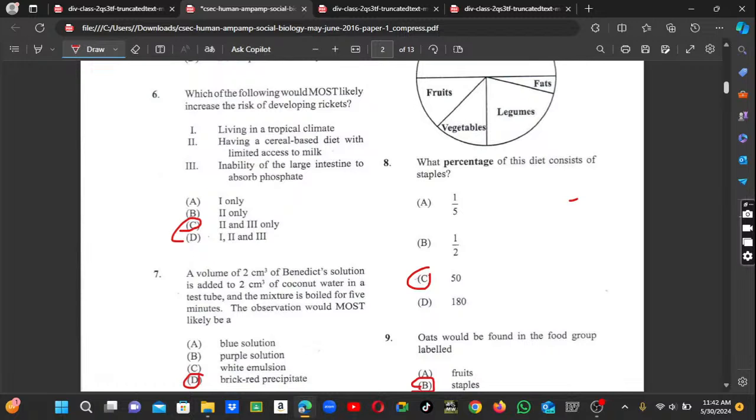So it's a cereal-based diet with limited access to milk. So what you're talking about, guys, is not enough calcium in the diet. Therefore, we are not seeing an inability of the large intestine to absorb phosphate. So the answer for number 6 would be 2 and 3. So the answer would be C for number 6.